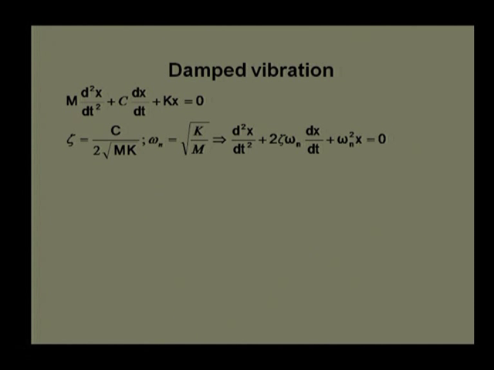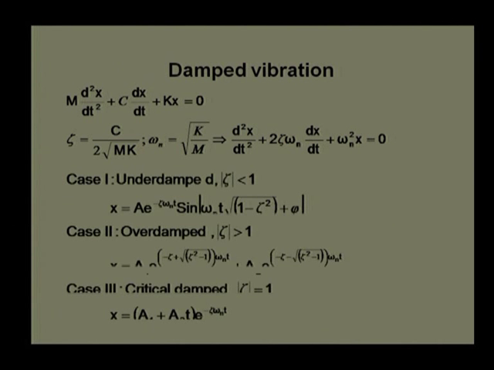Now, we know solutions are available for this kind of equation, and they are categorized in three cases based on the value of zeta. Case 1: zeta less than 1, known as the underdamped system. The solution for x in terms of t is given as some constant with exponential decay in magnitude, and then trigonometric terms in sine plus cos, or written with a phase angle so that we can express it in either the sine or the cos term.